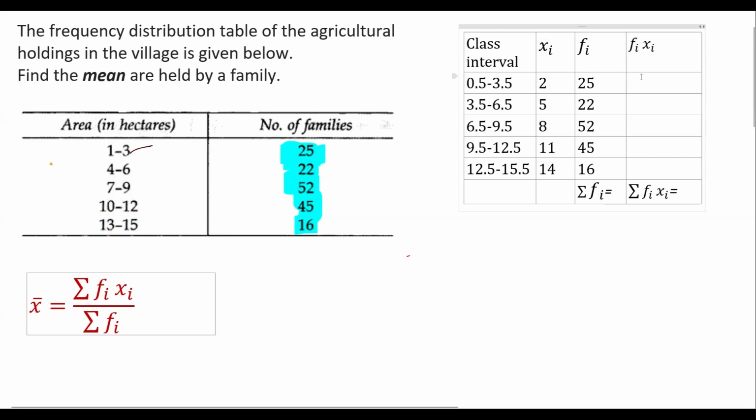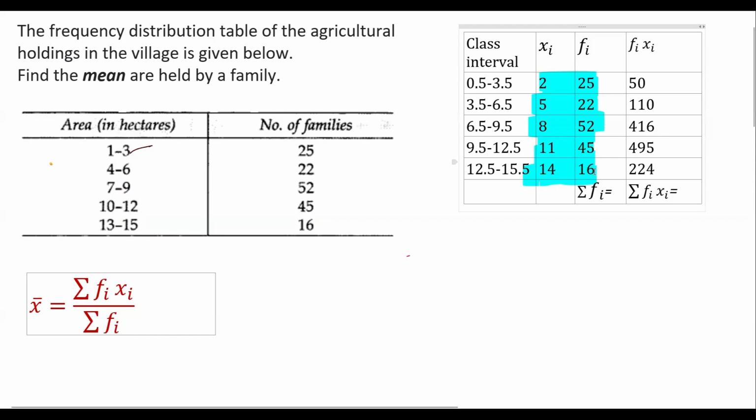Next is to get fi xi, which means fi into xi. So we'll be getting the product of these two columns. 2 into 25 is 50. Next is 110. 8 into 52 is 416. 11 into 45 is 450 plus 45, that is 495. And 14 into 16 is 224.